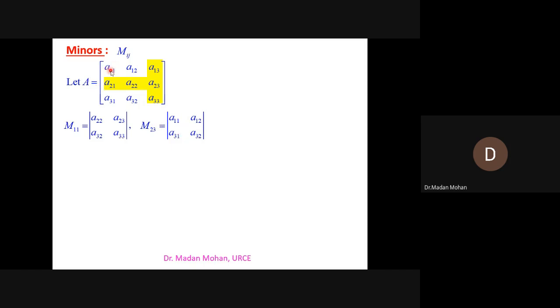It means at each place you are getting one minor. You have 9 places, so you will get 9 minors for A, 9 minors of order 2. Next.